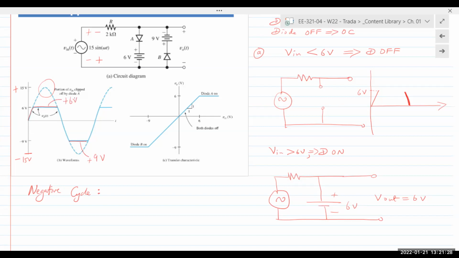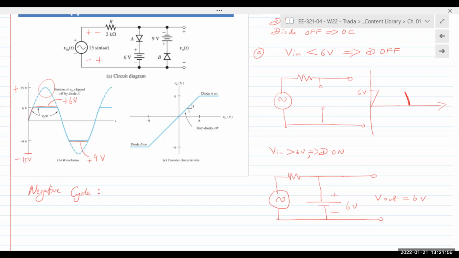This is being supplied by the 6-volt battery. And of course, with reference to V out, the battery is minus up top and plus at the bottom. So V out is seeing minus 9 volts. Does that make sense? Right? Value is still 9 volts, but V out reference is positive with the negative end of the battery. So it's minus 9 volts.